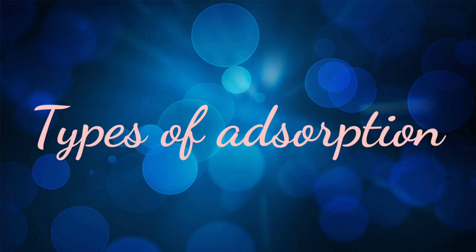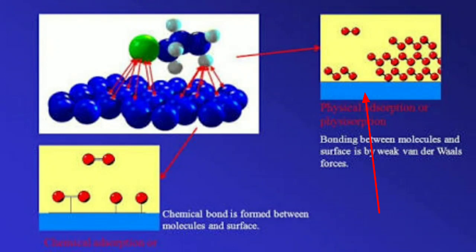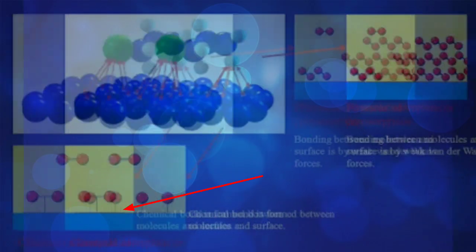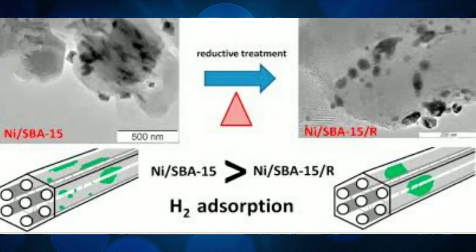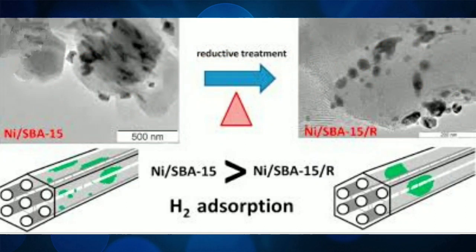Now we will study about the types of adsorption. There are mainly two types of adsorption of gases on solids, that is Physisorption and Chemisorption. In Physisorption, weak van der Waals forces act between adsorbate and adsorbent. But in Chemisorption, chemical bonds, meaning covalent or ionic bonds, are formed between adsorbate and adsorbent. Example, dihydrogen is first adsorbed on nickel by van der Waals forces, and molecules of hydrogen then dissociate to form hydrogen atoms which are held on the surface by chemisorption.